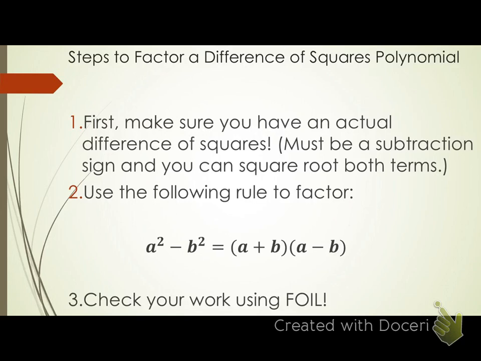Step 2, use the following rule to factor. You definitely need to have this rule written down. A squared minus b squared, which is the form our polynomial will be in, equals a plus b times a minus b. I get my a value from taking the square root of a squared, the first term of my polynomial. I get the b value from taking the square root of the second term. And then one sign's a plus sign, the other sign's a minus sign.